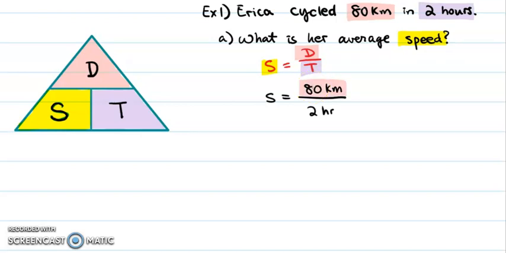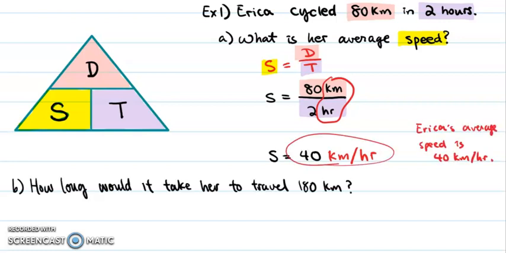Find the information from the question and just go ahead and substitute the distance for 80 and the time for 2 hours. Once you have this, you can plug this into your calculator or do a quick mental calculation. 80 divided by 2 gives us 40. Be careful with our units. The units, kilometer and hour, are not calculated out of the calculation. In fact, they stay and become the units for our speed. So our average speed for Erica is 40 kilometers per hour.